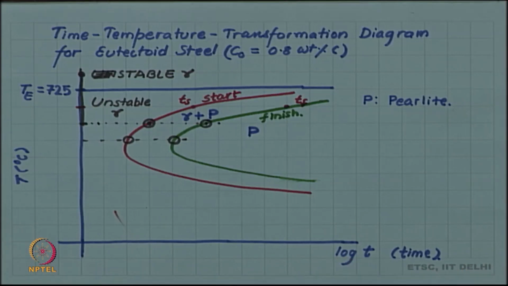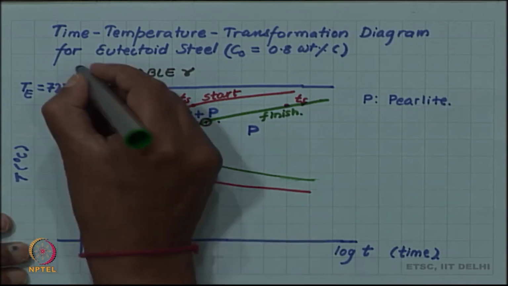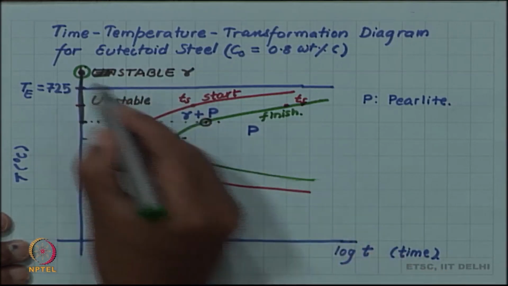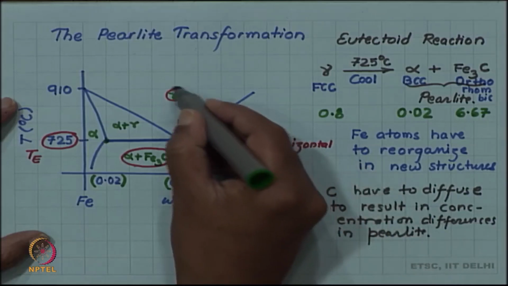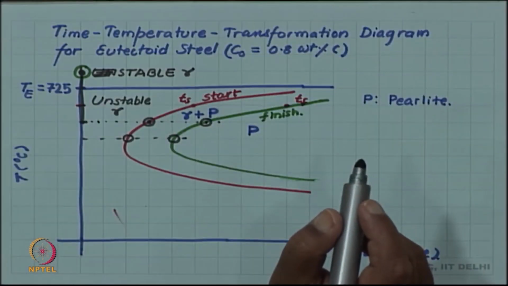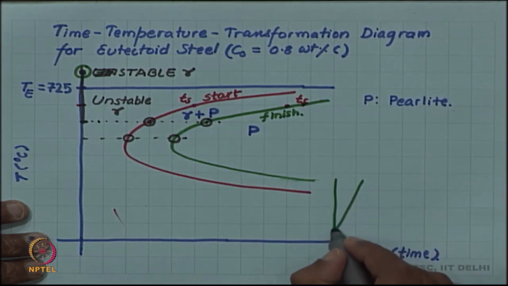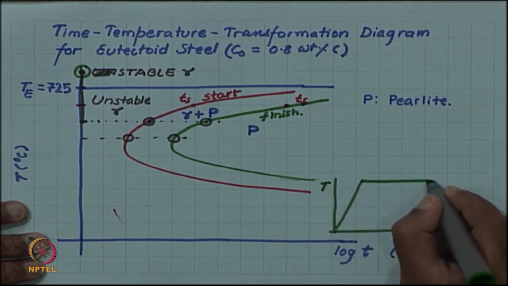Let us now use this diagram to understand the difference between annealing and normalizing. Recall that we introduced two terms for two different heat treatments. If you form austenite at a higher temperature, that is above 725. So, if you heat your eutectoid steel at a temperature above 725, you will be in the austenite phase field. Recall that all heat treatments were heating, then holding and cooling.